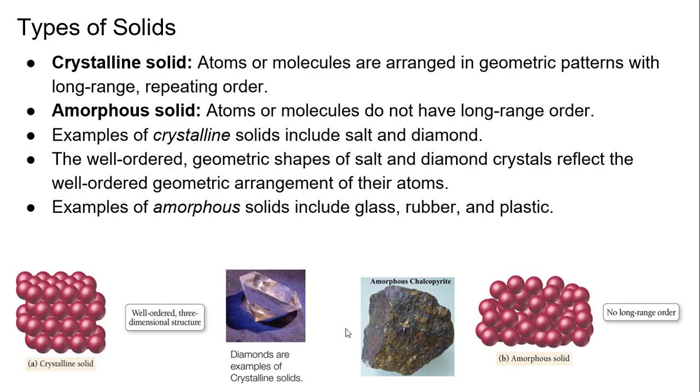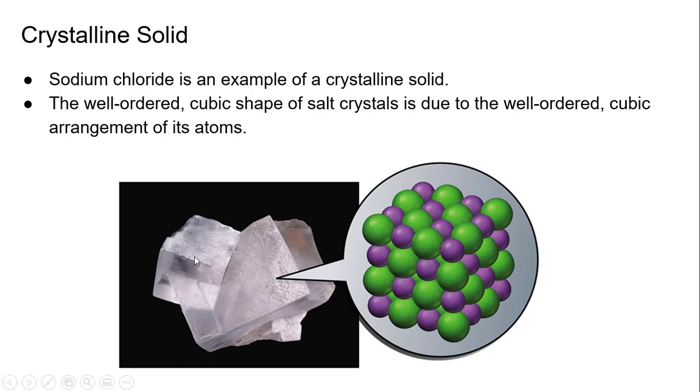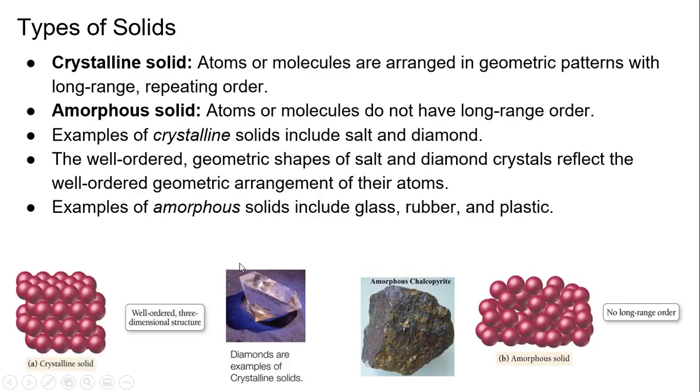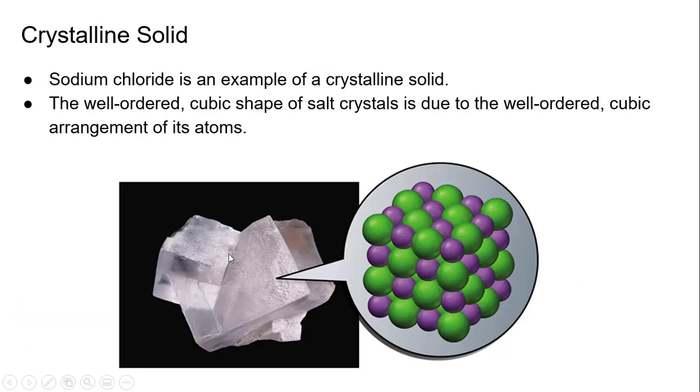They have nice geometric shapes. The salt and diamond crystals reflect how well ordered that is. And so you can see here in amorphous that include glass, rubber, and plastic. So here's a salt crystal. It's kind of a little shiny. It looks different than this, and that's because of the repeating pattern that it has. It's well ordered. It has a good arrangement of the atoms.